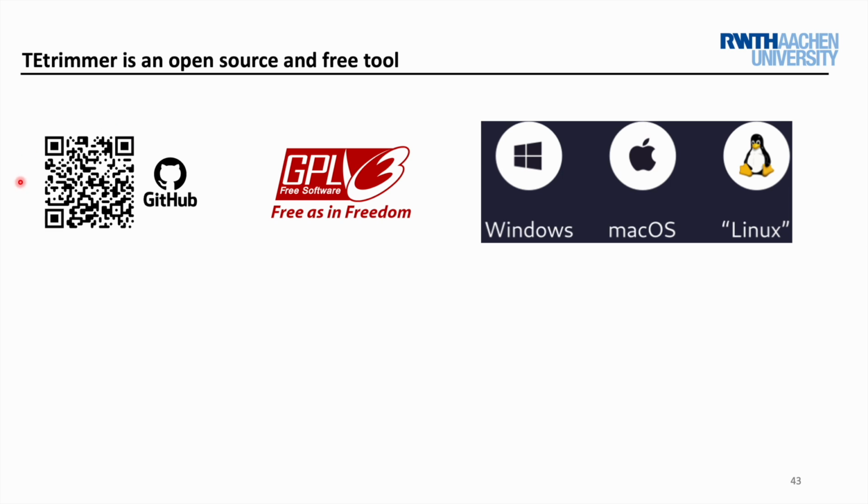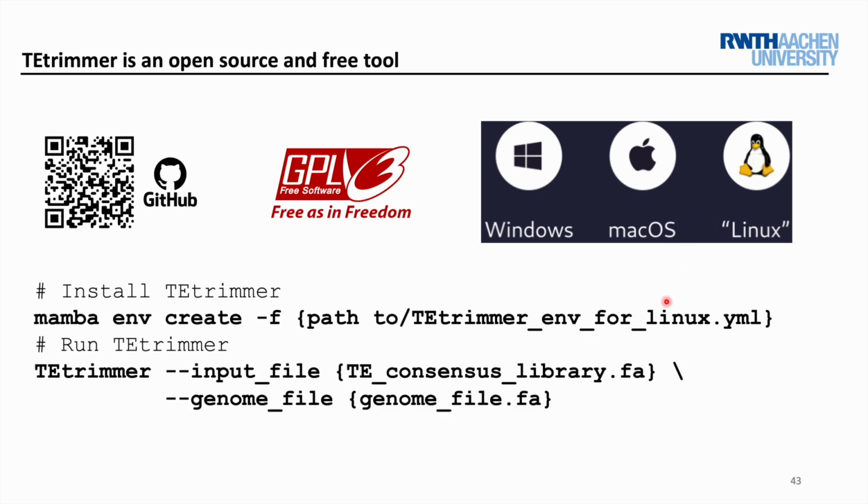So here is the TEtrimmer GitHub. It is open source software, and it's free to use. Of course, you can run it on Windows. So here you need WSL. You can run it on Mac OS and Linux. It's very easy to install. Thanks to Han, she packed TEtrimmer into Conda already. You can install it by Mamba and also run TEtrimmer. It's very easy. You can use the TEtrimmer input file and a genome file. Only these 2 options are needed here.